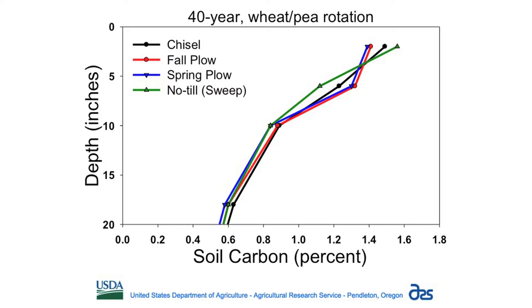So what we see is if we have that minimum till system, we have more carbon staying near the surface, but that isn't really more carbon, it's just that it's not getting buried. There's less carbon if you go deeper. The same if you look at the chisel system. The chisel system does a little bit less soil mixing, a little bit less soil inversion. There's more carbon in the surface and less carbon deeper than if you take a plow and mix it. Basically, this whole plow layer here is almost uniform in soil carbon. You notice these lines cross right about in the middle.